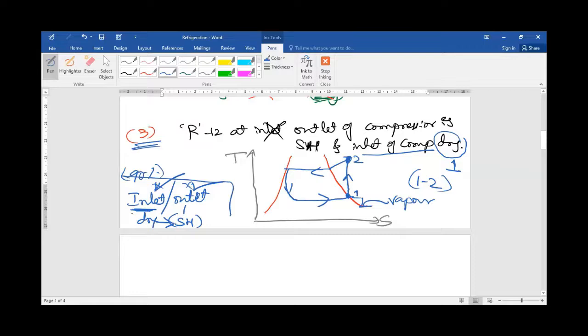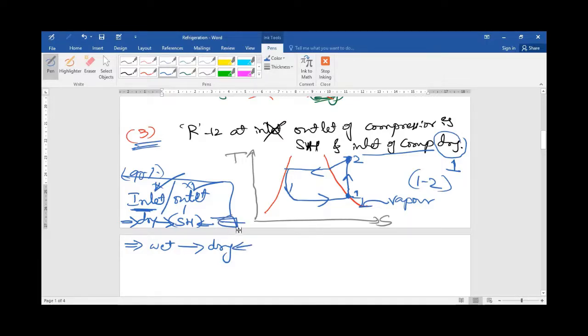What is the hint? At the inlet of the compressor, if the refrigerant is in dry condition, at the outlet it should be superheated. Second condition hint: if the refrigerant at the inlet to the compressor is in wet condition, there may be two, and at the outlet of the compressor, it should be dry. 90% of the time you will be given any one condition, either this or this.